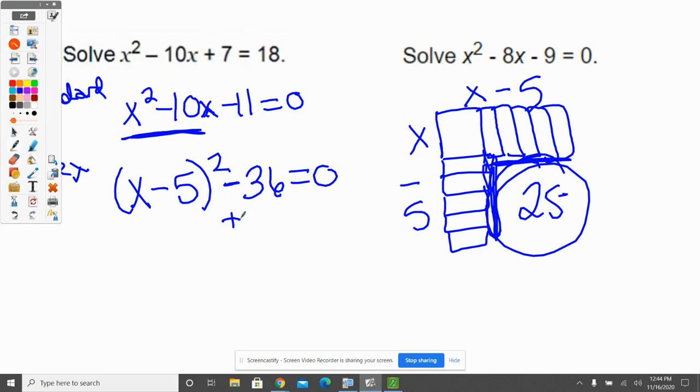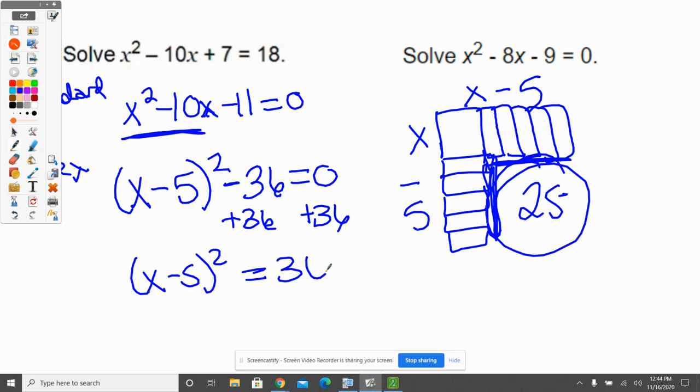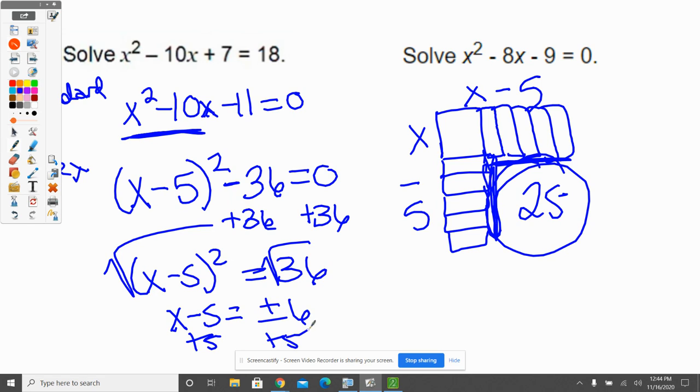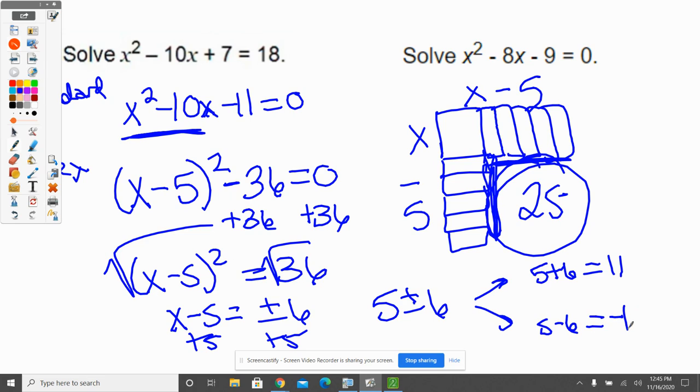So if I add 36, I get x minus 5 squared equals 36. Square root both sides, don't forget your plus or minus, and I get x minus 5 is plus or minus 6. Add 5, and I get 5 plus or minus 6, which is just what we saw when we factored it. 5 plus 6 is 11. 5 minus 6 is negative 1. So this method also works.